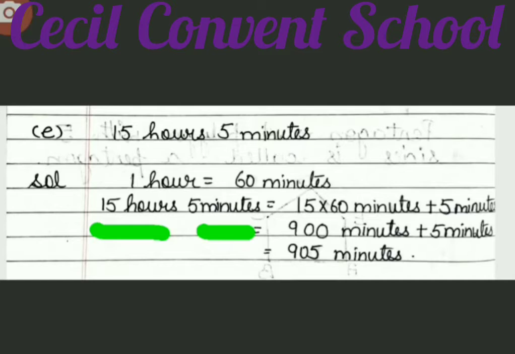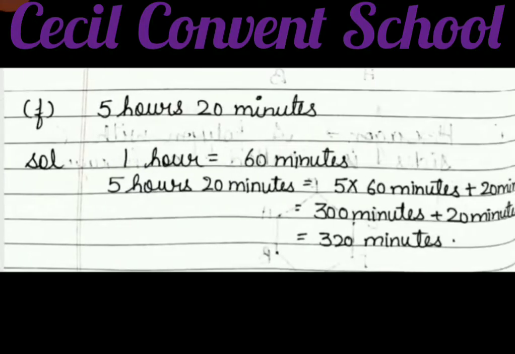It will become 900 minutes plus 5 minutes. When you add 5, that answer will be 905 minutes. Clear, students? Now we do F part of it. See, F part is same like E part.